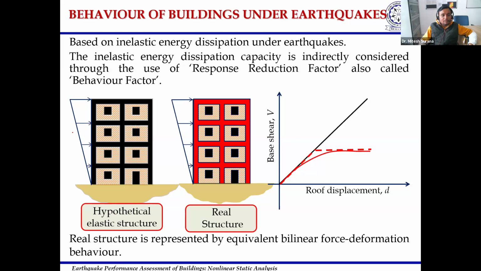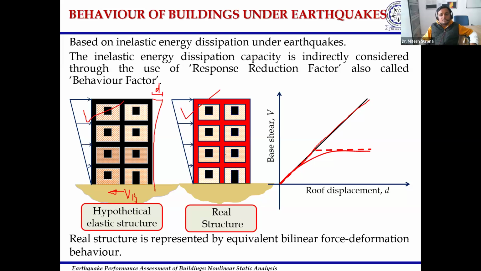The first building is a hypothetical elastic structure, which we will not find in reality, but we assume this type of structure for our understanding purposes only. And the second is the real structure which we actually construct. If I apply a lateral load on this hypothetical elastic structure and monitor the base shear that the building experiences at the base, and the displacement D that occurs at the roof, and plot them on a graph of base shear versus roof displacement, I will obtain a straight line, because this is an elastic structure. So it is hypothetical and elastic, and the force displacement relationship will be a straight line.